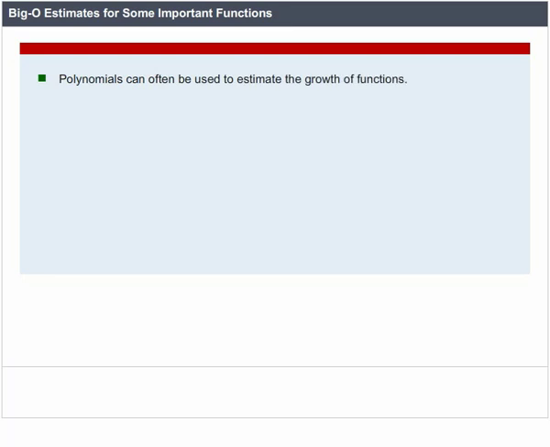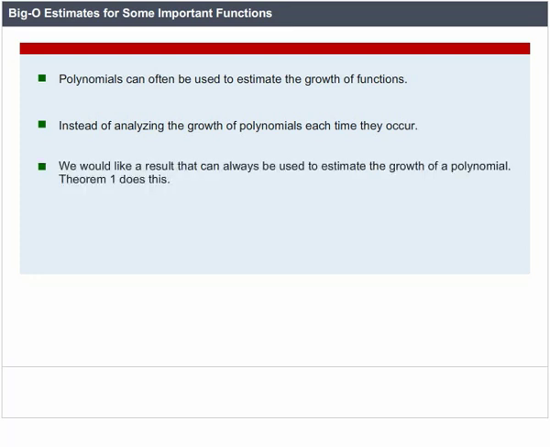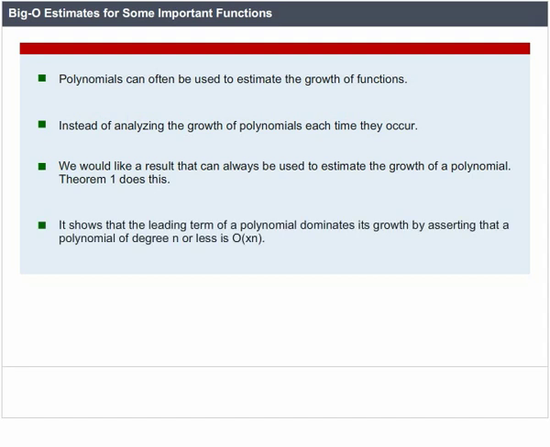Polynomials can often be used to estimate the growth of functions. Instead of analyzing the growth of polynomials each time they occur, we would like a result that can always be used to estimate the growth of a polynomial. Theorem 1 does this. It shows that the leading term of a polynomial dominates its growth by asserting that a polynomial of degree n or less is order of x to the n, that is, O of x to the n.